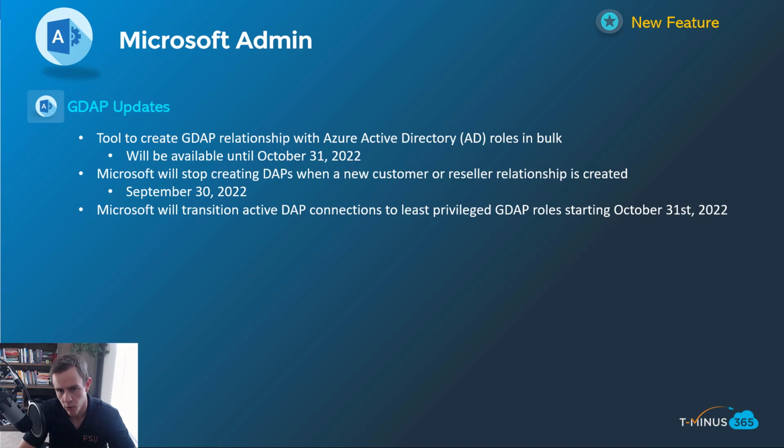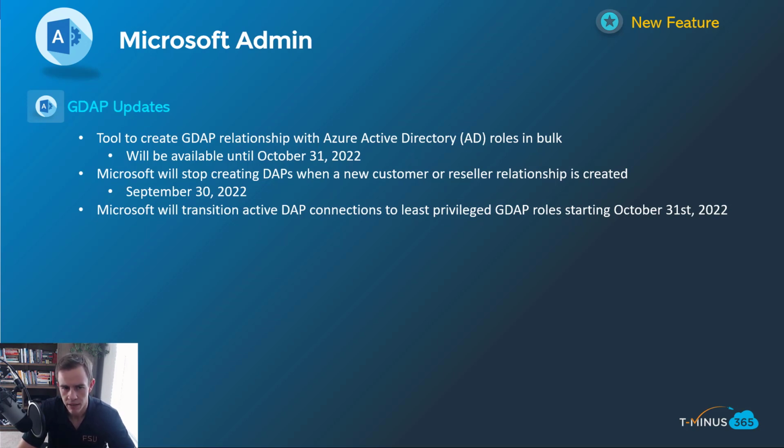First one is the bulk migration tool they've introduced, which will be available until October 31st. It does allow you to move all of your existing DAP relationships or delegated admin relationships into GDAP in bulk without having to do a single customer at a time. So it's a big time saver there. If you can leverage that before October 31st, you should definitely do so.